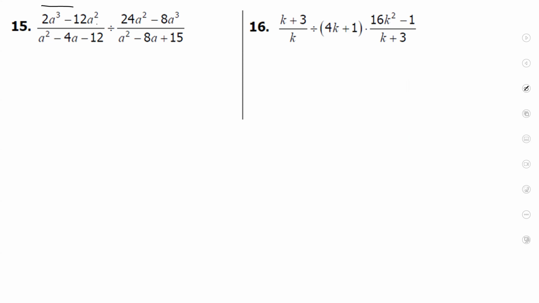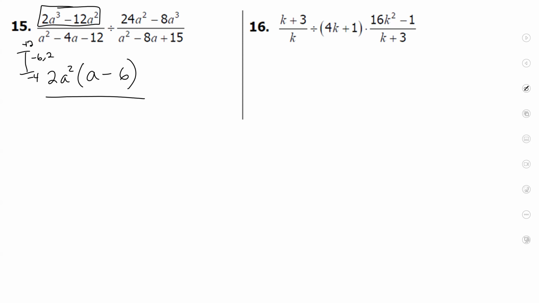All right, let's look at the numerator. We're gonna divide these both by 2a squared. So you're gonna get a minus 6. Here, you do an eye chart, you multiply by -12 and get -4. So we do -6 and 2, yeah? Okay, so that will be a minus 6, a plus 2. Remember, you keep this fraction, change the symbol, flip it. So we'll have a squared minus 8a plus 15 in the numerator, 24a squared minus 8a cubed in the denominator.